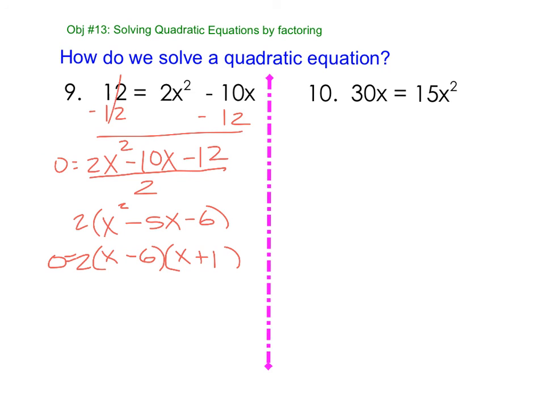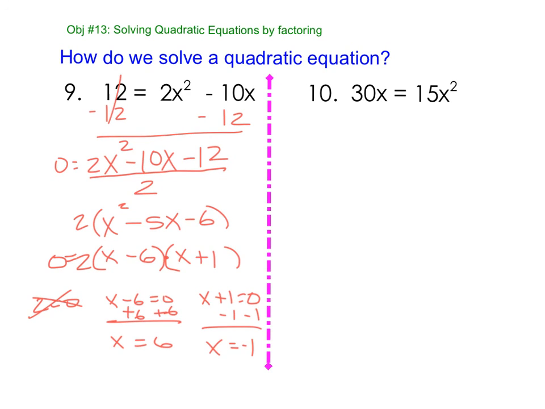So now at this point, I always end up just ignoring my 2. So with the things that are multiplying, we try x minus 6 equals 0, x plus 1 equals 0, and then we have that 2. Does 2 equal 0? No, you can't have a constant number equaling 0. So I kind of just ignore that 2 that's in front. So we get x equals 6, and x equals negative 1.